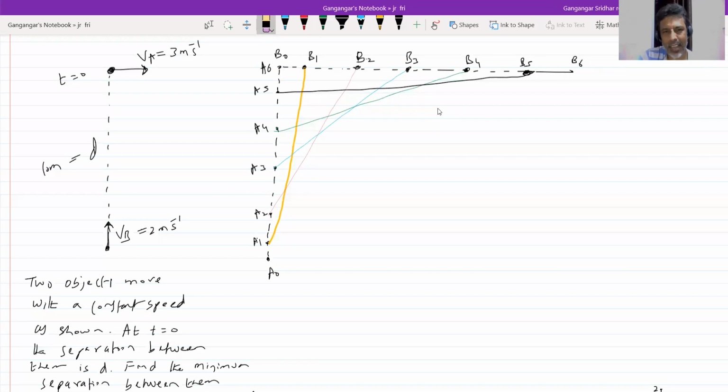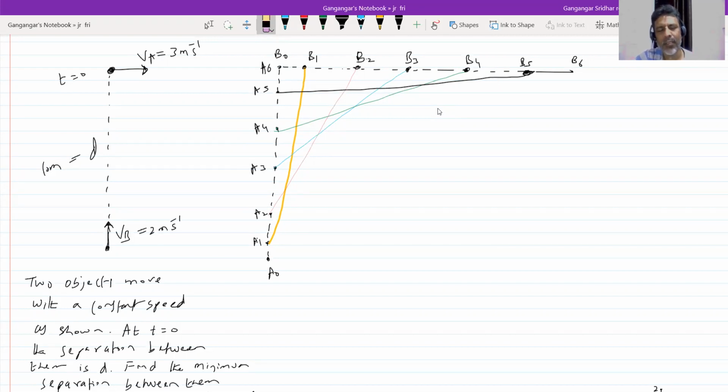Sir, I'll take a scale, a geometric scale, then a protractor, then I'll measure. I think it would definitely take half an hour or 1 hour, and you can't say exactly that it is the minimum. You have to do a lot of trial and error. So you're going to take a scale, and with the help of that, you're going to measure A1, B1, A2, B2, A3, B3.